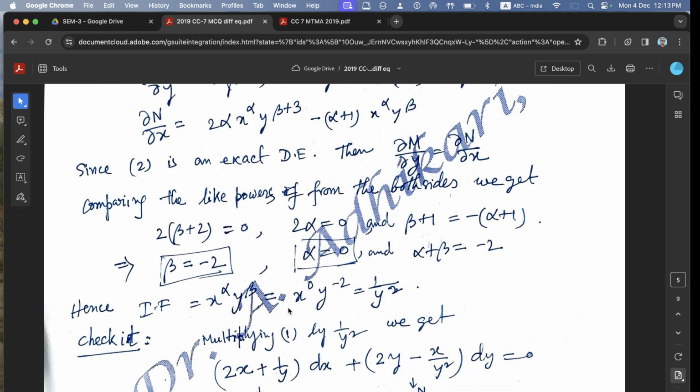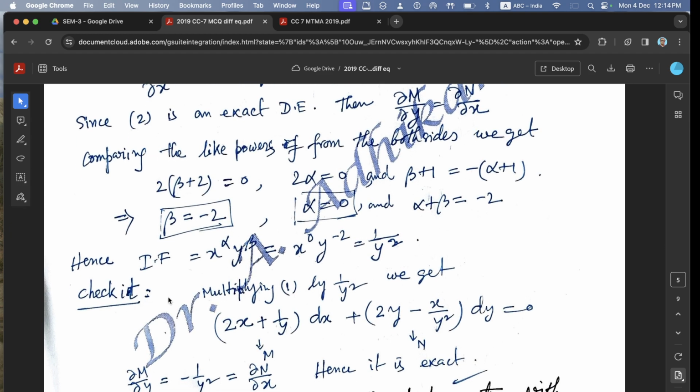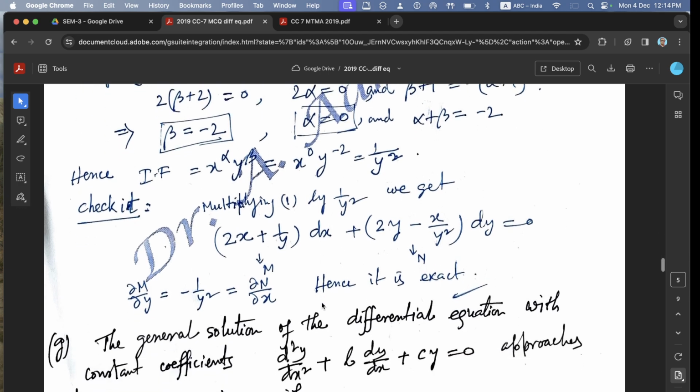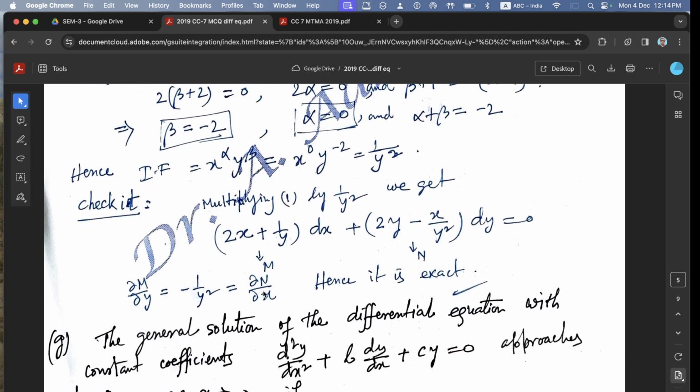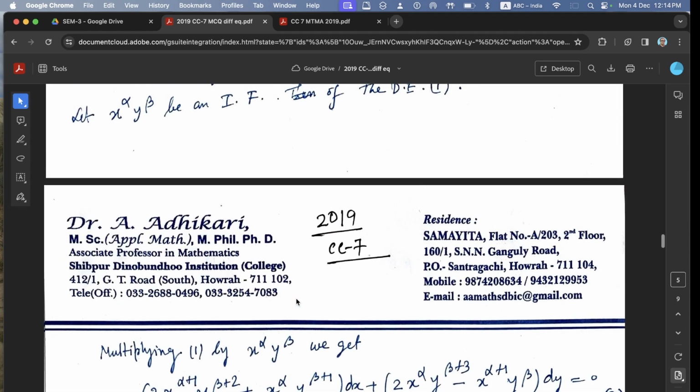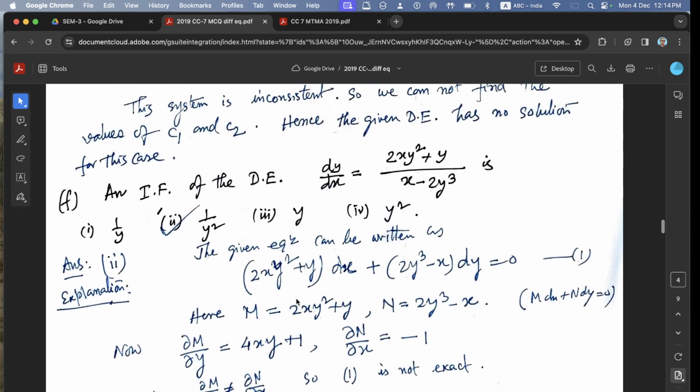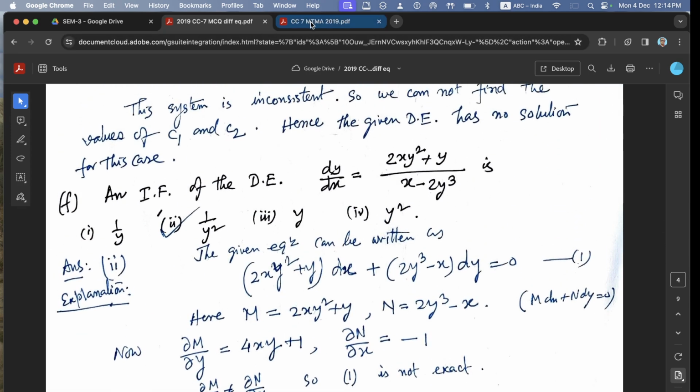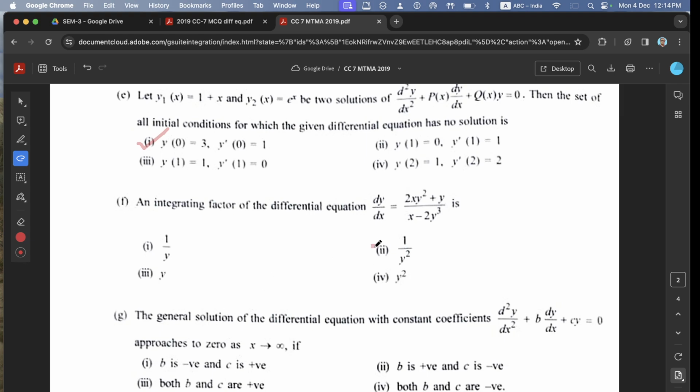So x to the power alpha, y to the power beta. x to the power alpha, alpha means 0, so x to the power 0 is 1. And y to the power beta, beta is minus 2. So obviously 1 by y square is an integrating factor of this equation. And you can easily check this by multiplying by 1 by y square with this M and N. Then we can find del M/del y and del N/del x equal to minus 1 by y square, and hence this is exact. So the correct option is 1 by y square, the integrating factor of this differential equation. The correct option is 2, 1 by y square.